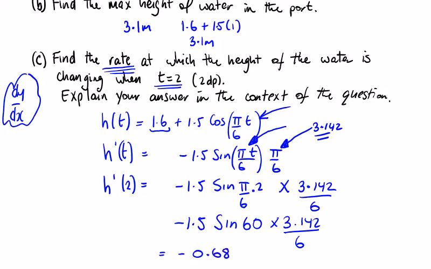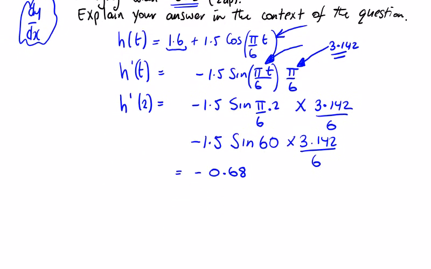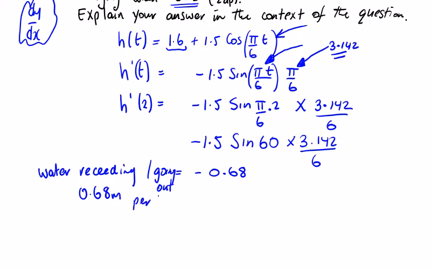So the water is going down, and it's going down at 0.68 meters. So the water is receding, or something similar, going out at 0.68 meters per hour, 2 hours after the last high tide. So that's what we're looking for here.